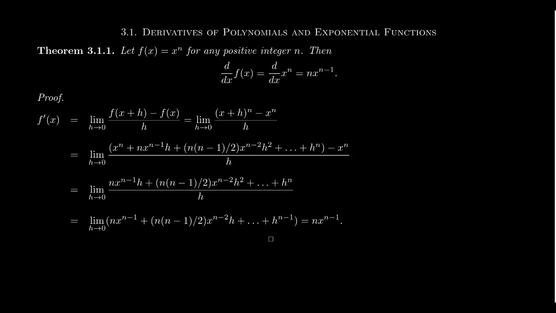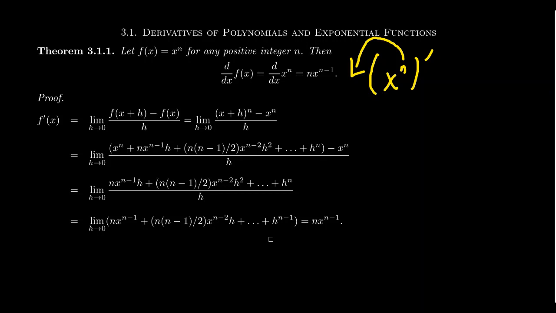To try to remember this, consider the following idea. If we take x to the n and we take its derivative, what the power rule is going to do is you take the power and you bring it down as the coefficient, so you get n times x, and then you have to reduce the power by 1.